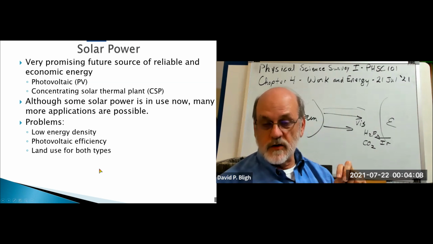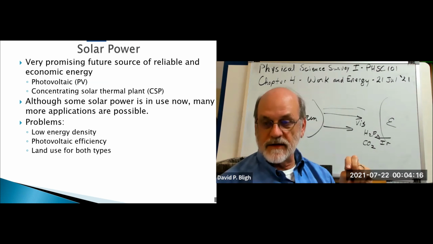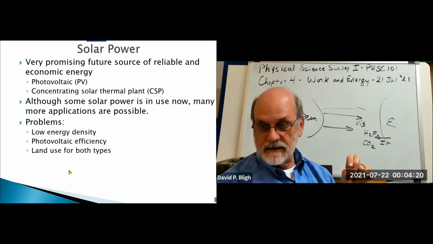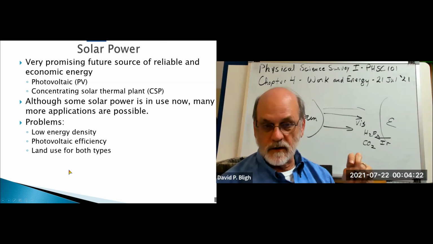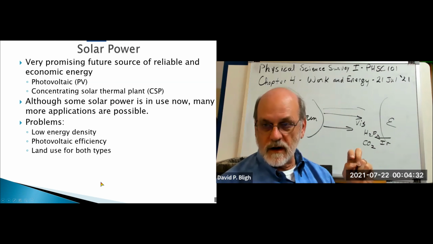And there's the issue of land use. You know, what other possible uses for that land are there? Are they more economical than the power use? Is it farmland? You don't want to take up farmland for solar cells. So the photovoltaics and the concentrating solar thermal plants are usually located in areas where it's uneconomical to farm.